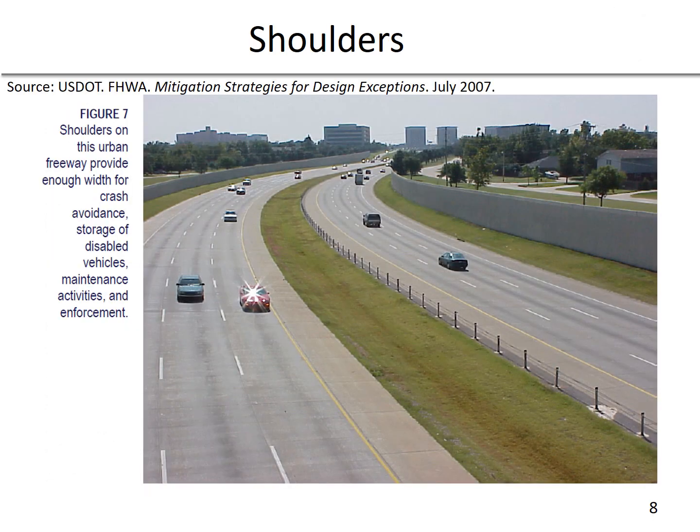Shoulders are another important characteristic of our roadway. We can see in an urban area, and particularly in a freeway scenario, shoulders provide room for crash avoidance, where disabled vehicles can be stored. Maintenance activities, law enforcement, emergency response can all utilize that shoulder for their activities. Also, shoulders typically improve drainage and provide some structural support for the pavement itself.